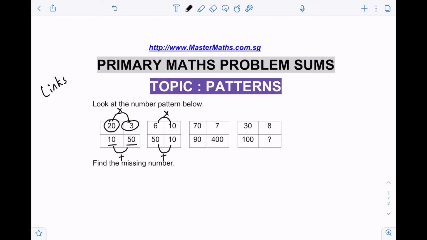Let's check it out for the next one. 70 times 7 is 490. 90 plus 400 is 490 as well. So we'll expect the next one to be the same.